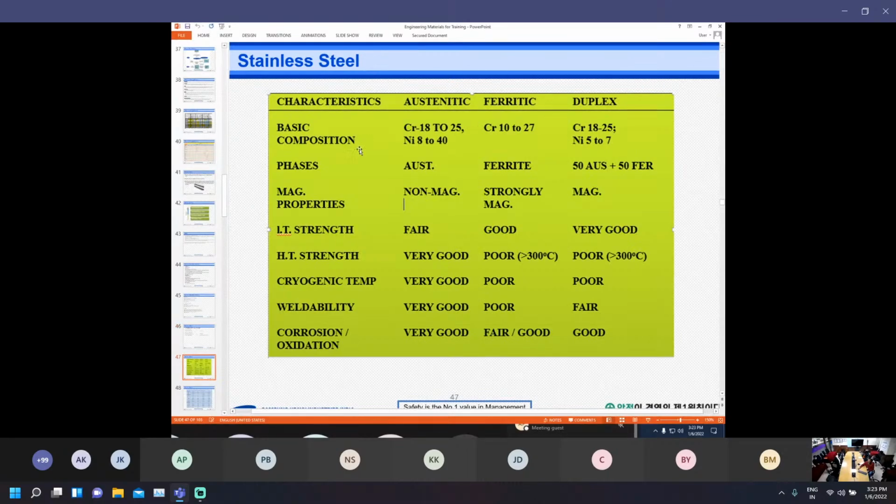So this is the same thing in tabular form, what I had explained to you. Austenitic has very good availability, and it is non-magnetic. Ferritic is magnetic, but it is not good in weldability. So we are not using ferritic in the industry. We are using austenitic or duplex.